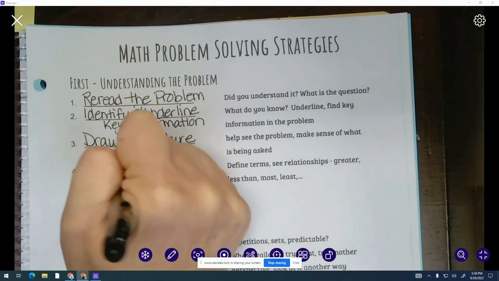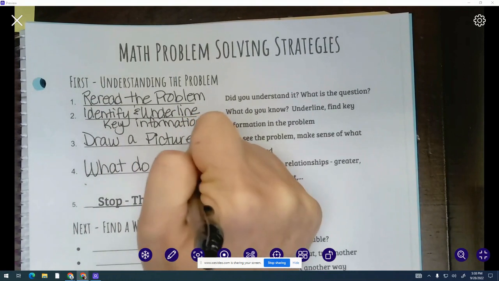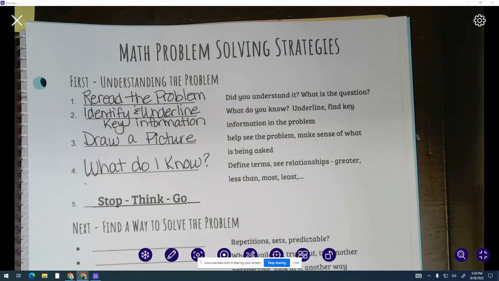A question you may want to consider asking is, what do I know? Sometimes it's vocabulary. We talked about the word express and what does that mean? That means to write it out. Express 3 times 10 to the second power in standard form. So it could be a vocabulary word like that. It could also be finding something that you don't know in comparison. Maybe it asks for a natural number or a composite number, and you're not sure what those things are.